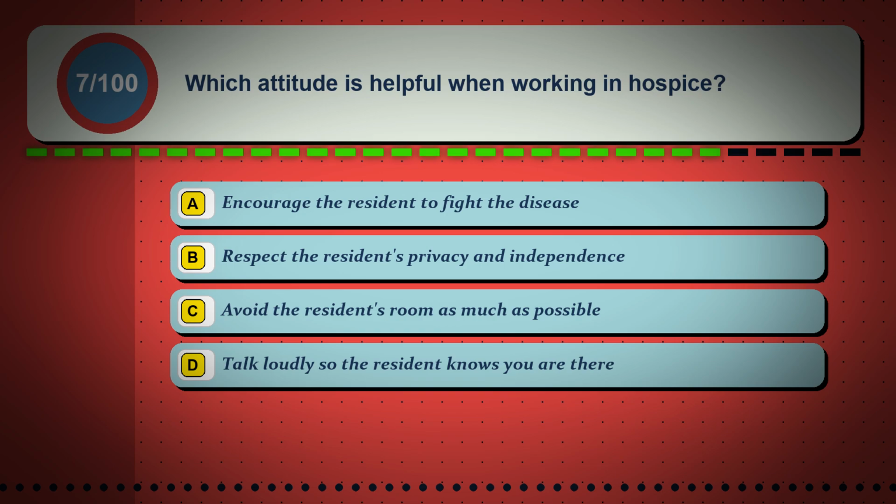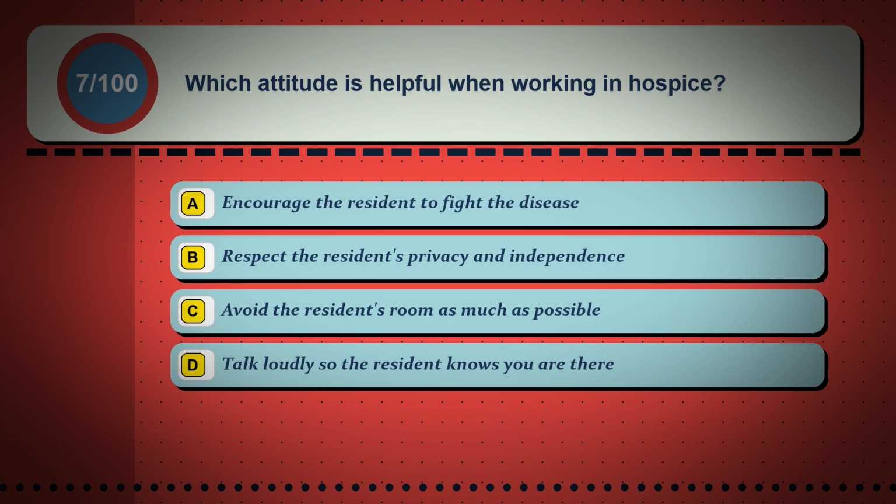Question 7. Which attitude is helpful when working in hospice? Option A, encourage the resident to fight the disease. Option B, respect the resident's privacy and independence. Option C, avoid the resident's room as much as possible. Option D, talk loudly so the resident knows you are there.